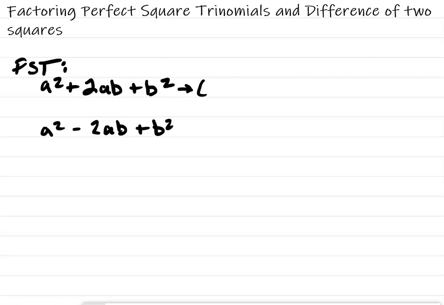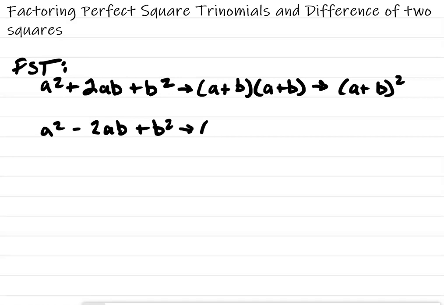we would have two binomials, a plus b times a plus b, which is the same thing as a plus b squared. So that is a perfect square trinomial. If we look at the second one, a squared minus 2ab plus b squared, we would end up with a minus b, a minus b, and as you guessed it, we could write it as a minus b squared.